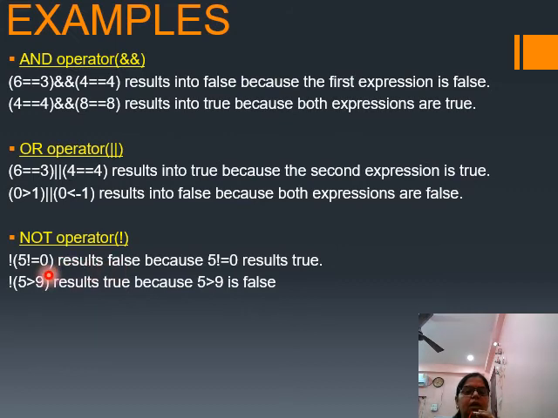Now see, NOT 5 not equal to 0 results in false, because 5 is not equal to 0 is true. And NOT 5 not equal to 9, where the NOT operator is used, results in true. If 5 is greater than 9, the result is false, because 5 is not greater than 9.